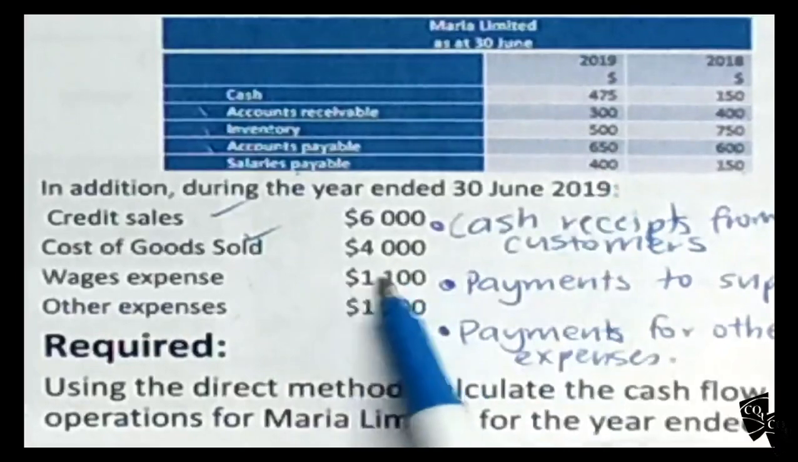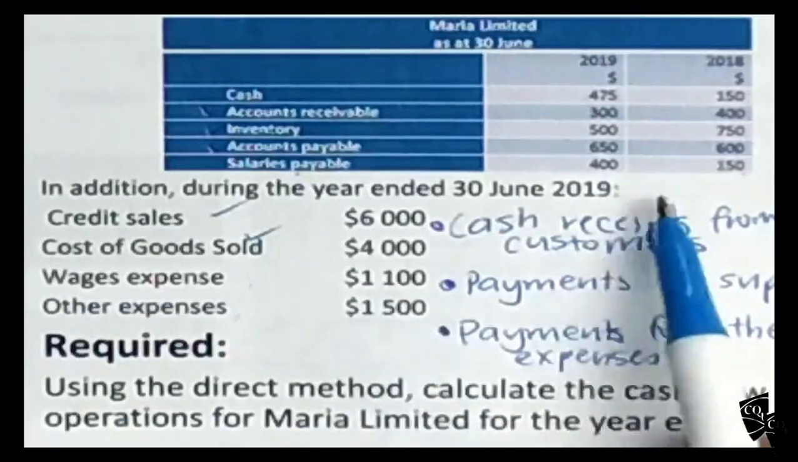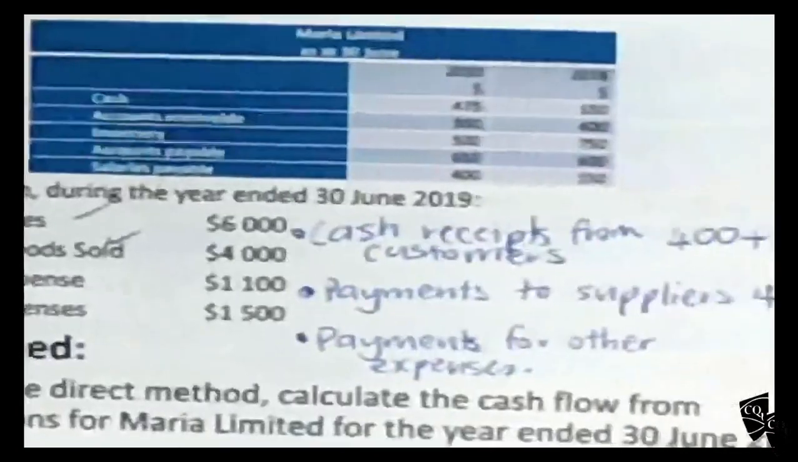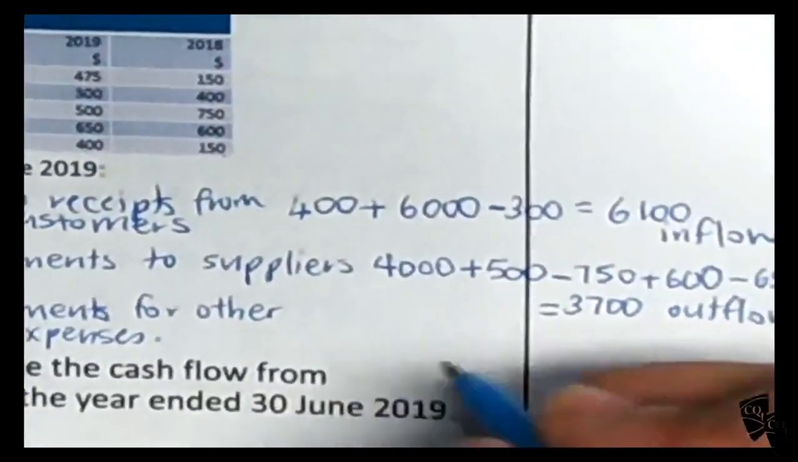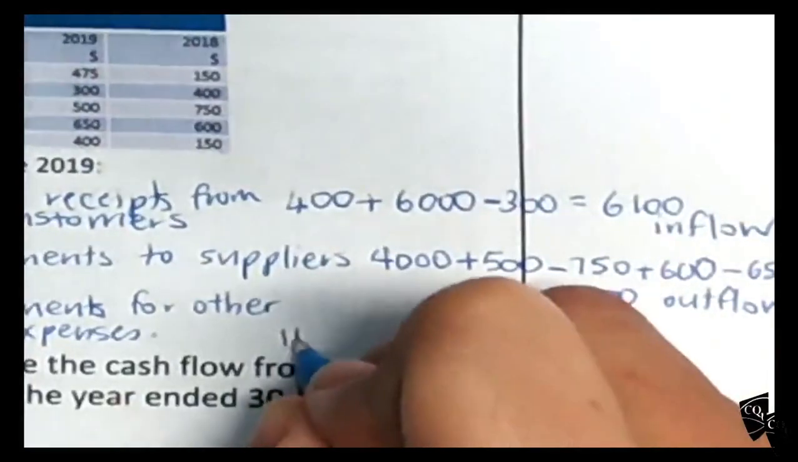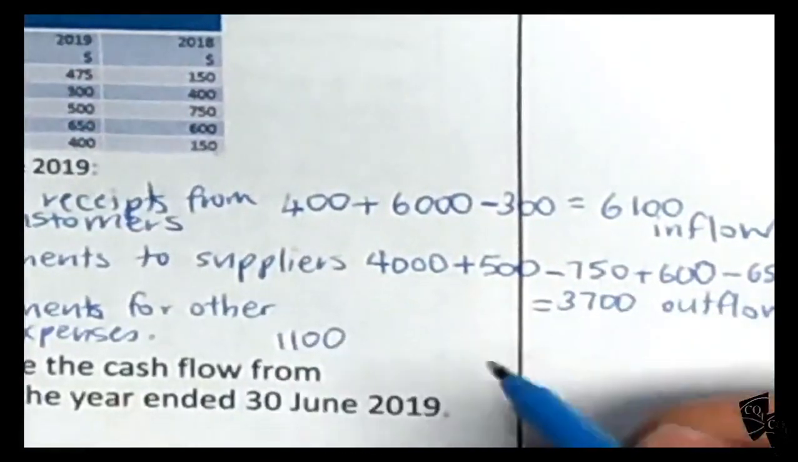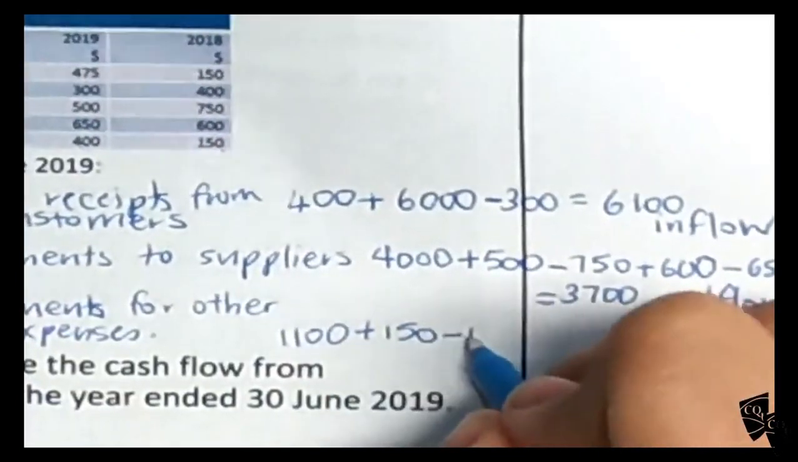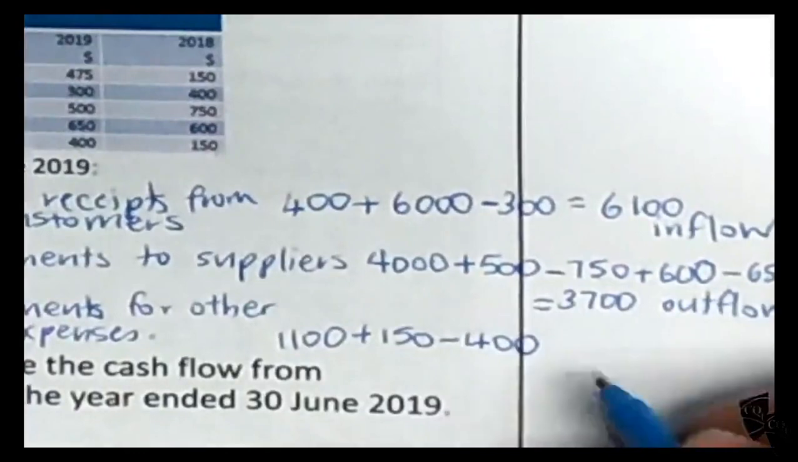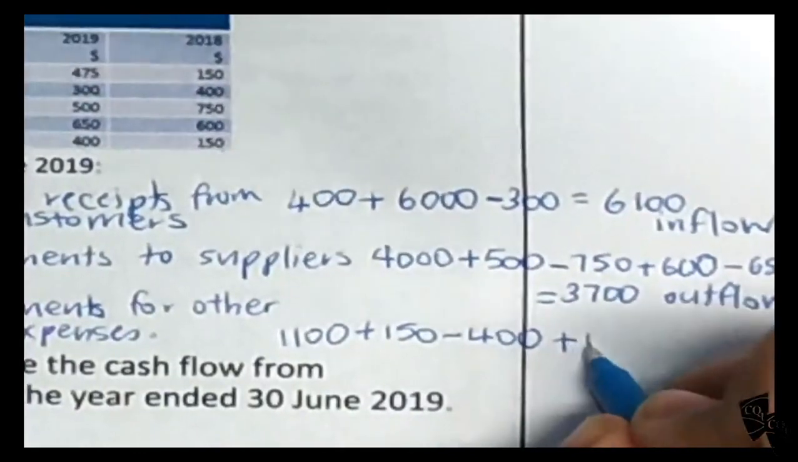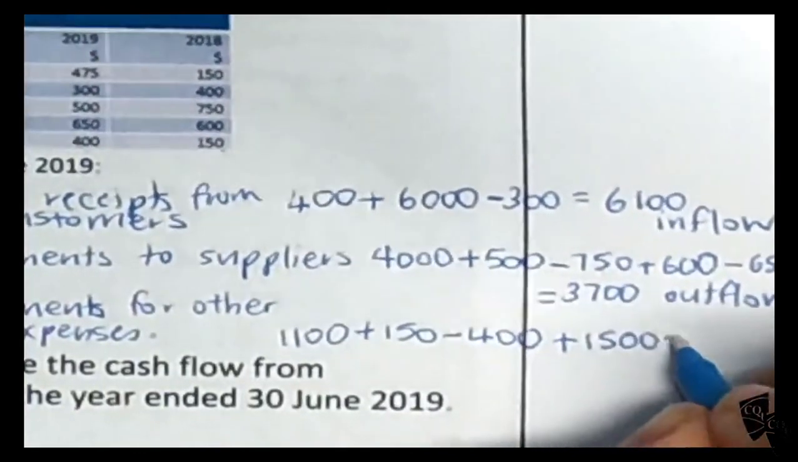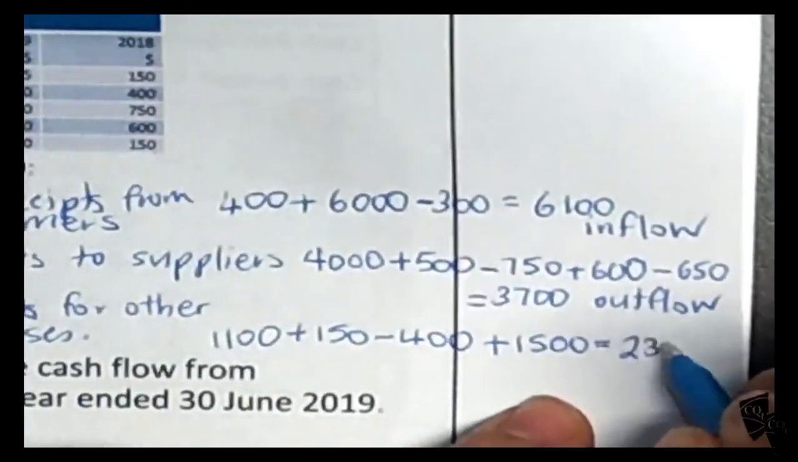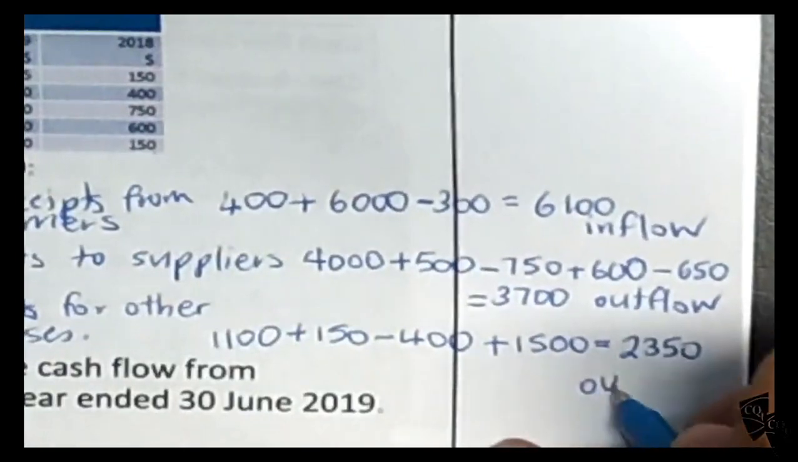So start with your wages expense, then add the opening balance, take off the closing balance, and add in your other expenses. So we've got the 1,100 wages expense, add in the opening balance, which we've paid in cash, take off the closing balance, which we still owe to our employees, and then add in the other expenses we've paid in cash during the year. When we put that into my calculator, we'll get 2,350 outflow.